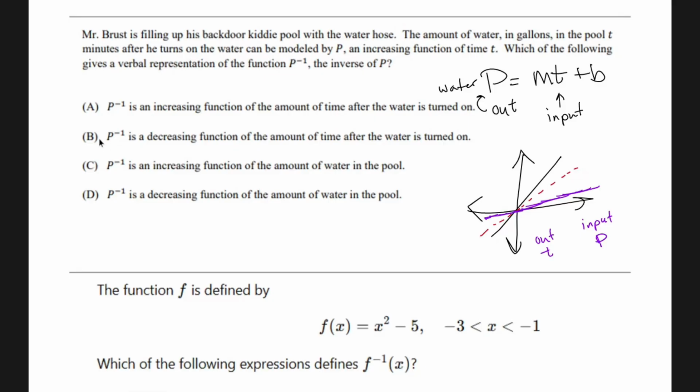I'm not sure I agree with that. It's not decreasing. So P inverse is the increasing function of the amount of water in the pool. So I guess it will go like that. Okay. Oh, I think I understand what they were asking. So it's the amount of water after the time. Okay, that makes sense. Yes. So the output is now the time. I misread that. I don't like that problem. Hopefully it made sense. Hopefully the picture that I drew kind of summed things up nicely.